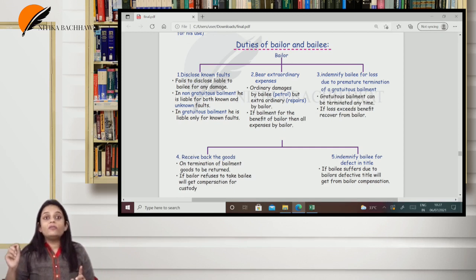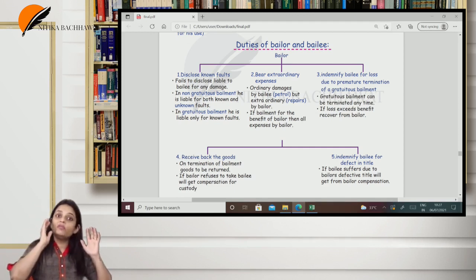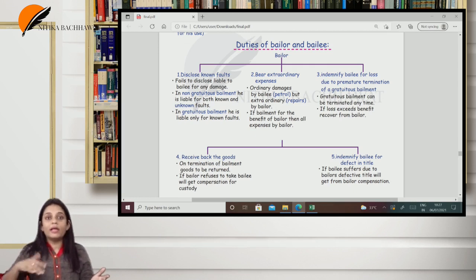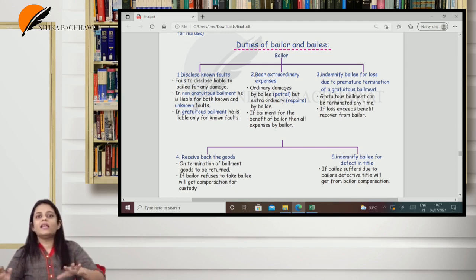But if the bailment is a bailment which is for the benefit of the bailor, that is, it's a gratuitous bailment and it is for the benefit of the bailor, then in that case both ordinary and extraordinary expenses shall be borne by the bailor. So let's say I ask you to take care of my puppy while I am on vacation. It is my duty to pay for his food as well as whatever extra expenses that you incur, right?